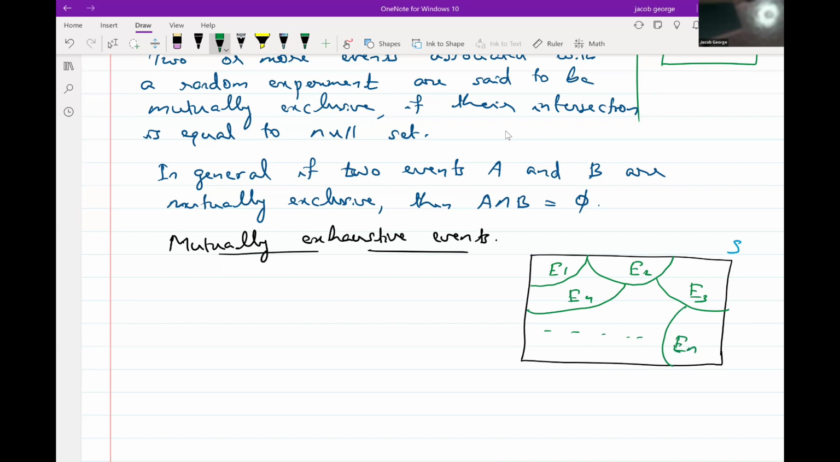So these are mutually exhaustive, means there may be common elements, may not be, that doesn't matter, but the union of these events will be equal to the sample space. That means the sample space is partitioned into n events. When we combine all these events, we get the entire sample space. So this is the definition.